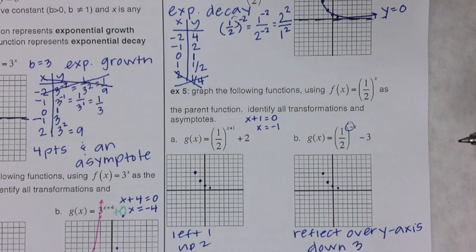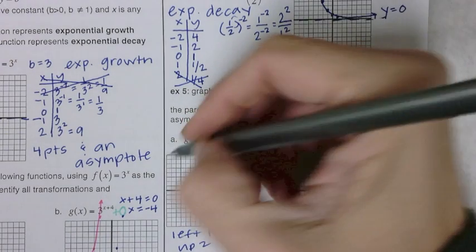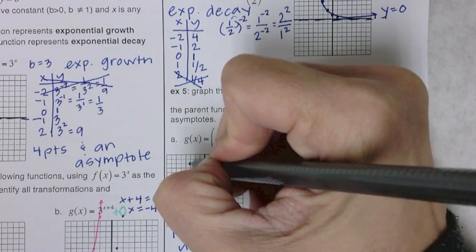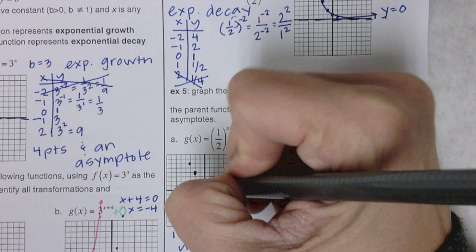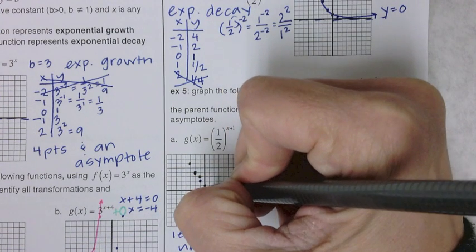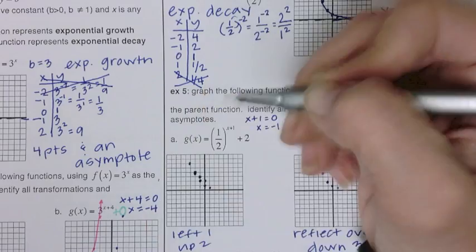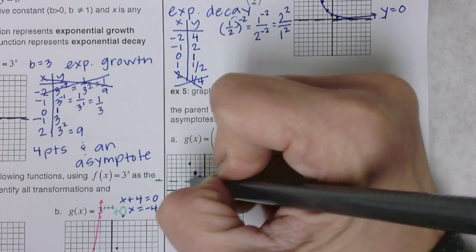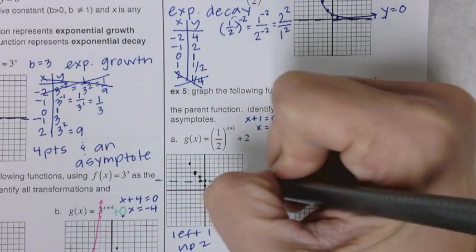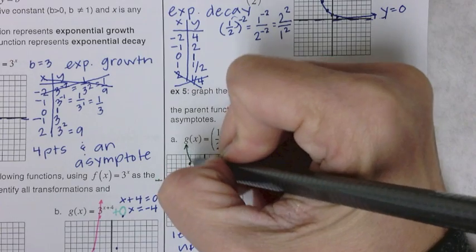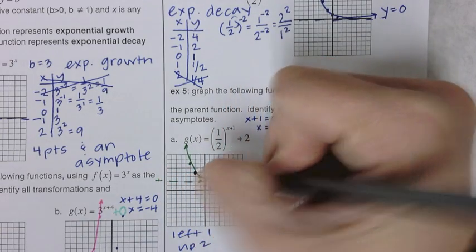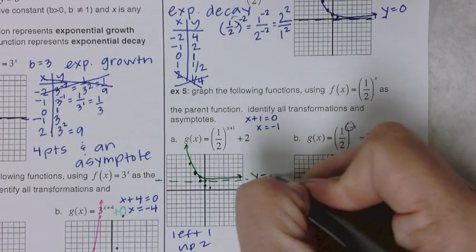So those are the parent points right there, and we acknowledge that there's an asymptote, but we'll graph that when we do the transformation. So I'm just going to go left 1 and up 2, left 1, up 2, left 1, up 2, left 1, up 2. So here is my graph right there, and that's at y equals 2.